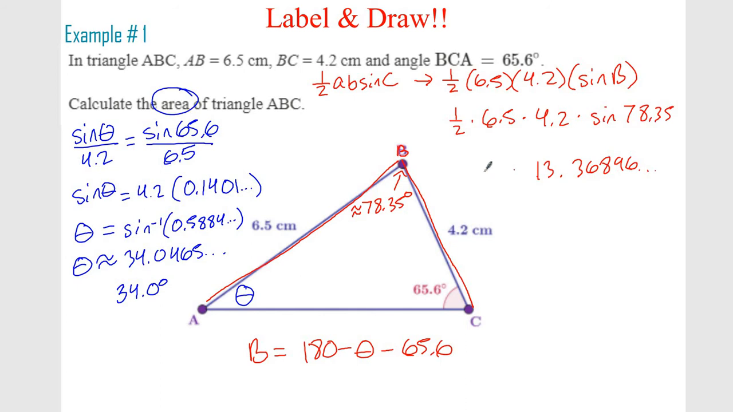Okay, so our area ends up being this. So let's see, calculate the area of the triangle. It should be to 3 sig figs, so 13.4 square centimeters.